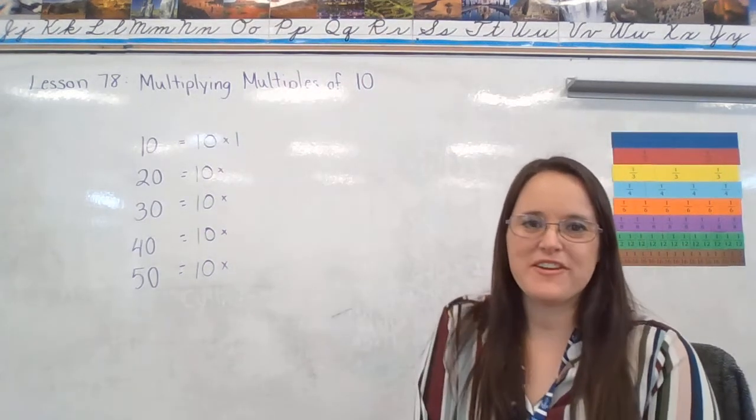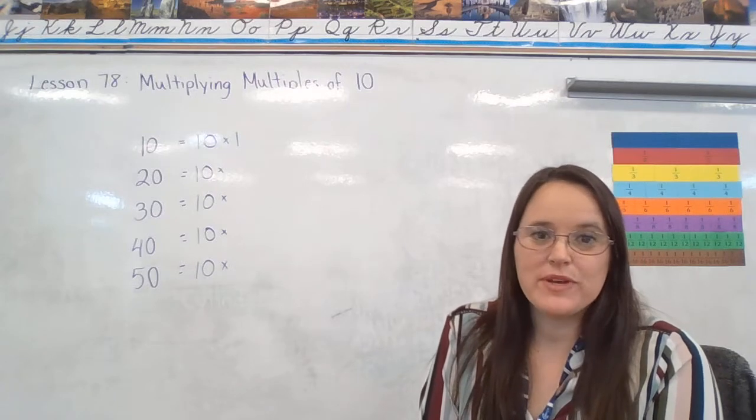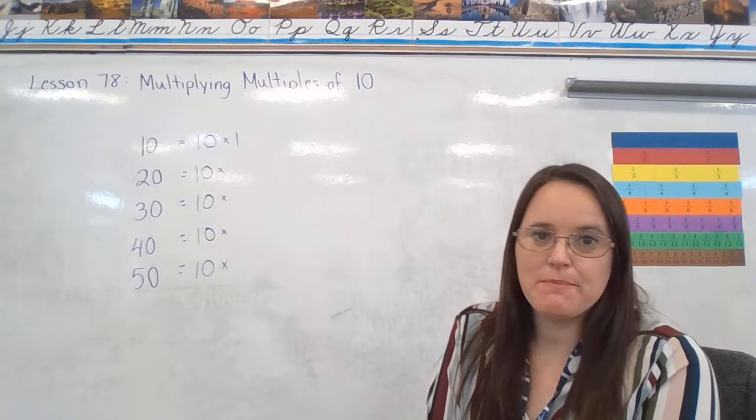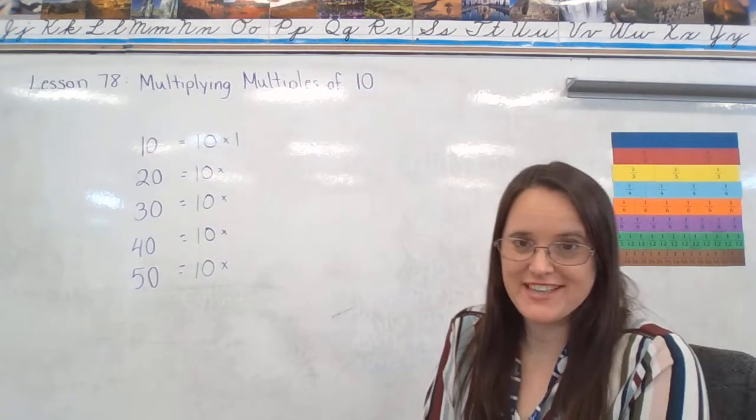Hi class, today we are on Saxon Math Book 3, Lesson 78, and we are going to talk about multiplying by multiples of 10. Say that 5 times fast.